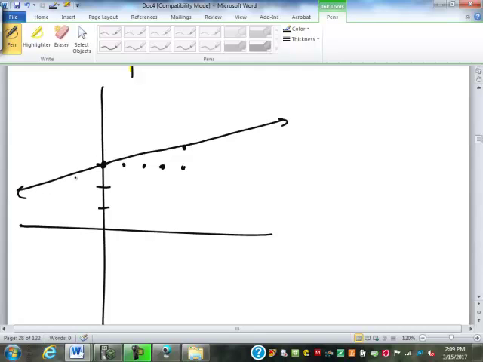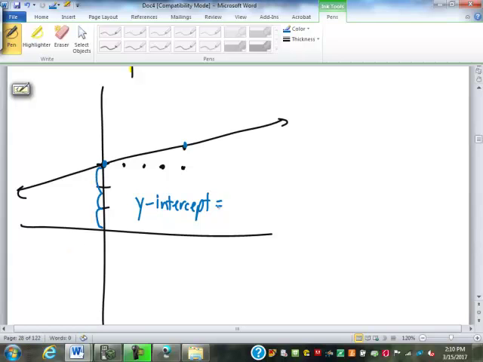How about for a line that looks like this? So we can see our second point is not on one of the axes. We do have our y-intercept, which is going to be what? 3. Very good. 1, 2, 3.